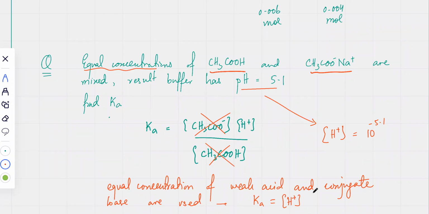So what if it's not at equal concentration? Then, if they don't mention it, you can't solve it. Or maybe they might give you that the concentration of ethanoic acid is 2 times the concentration of the salt. So you can just write the ethanoate ions as X, and this would be 2X, so the X would get cancelled out. So something like that, right? They can do that as well.